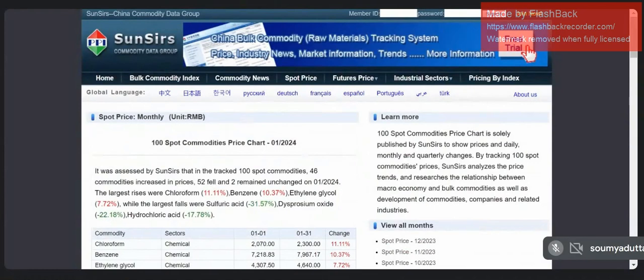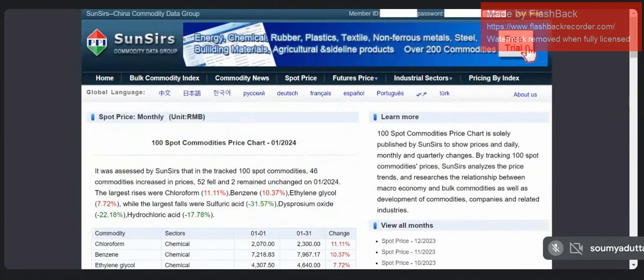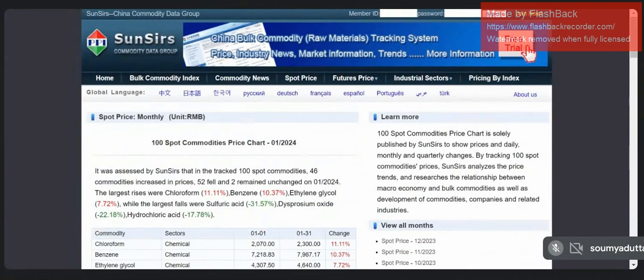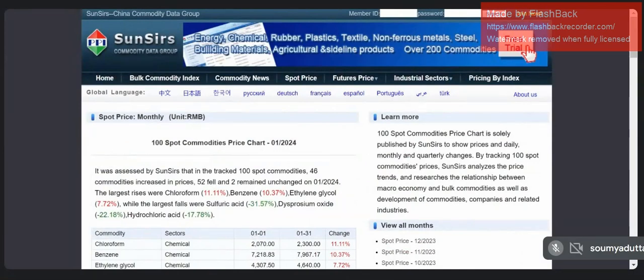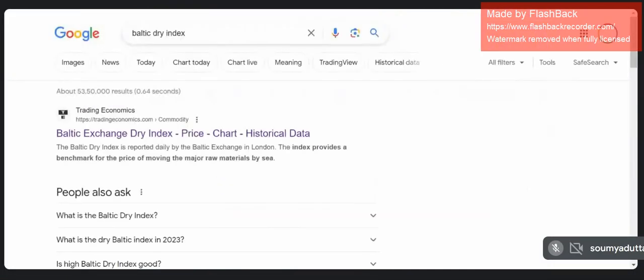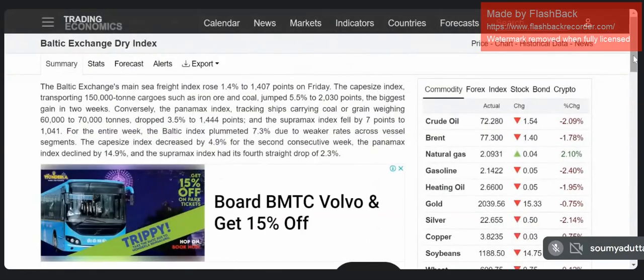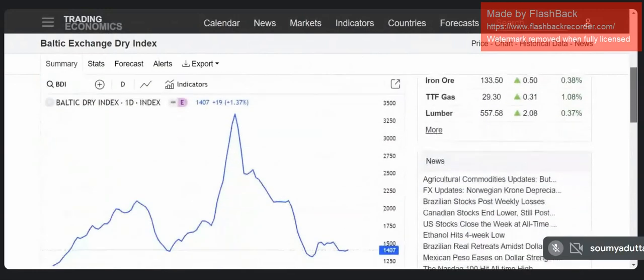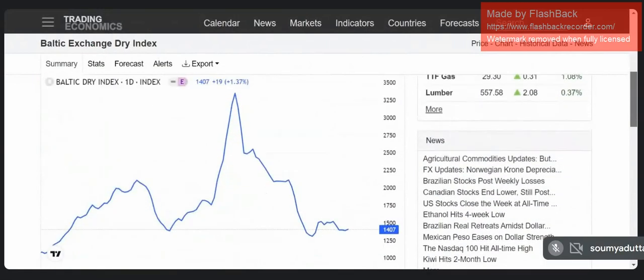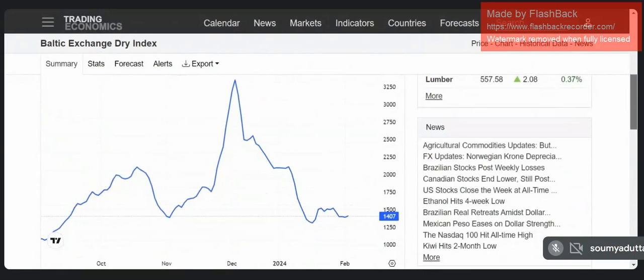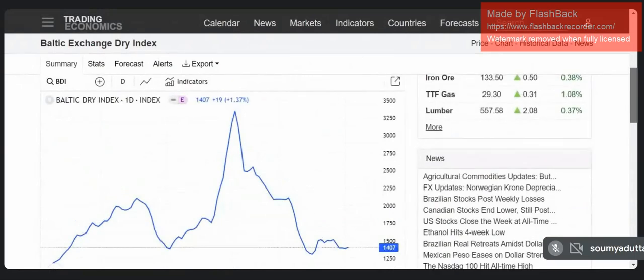Okay. Now another important thing, Baltic Dry Index. Anybody heard about this one? It's regarding the shipping prices. Yeah, correct. So this website gives you shipping prices. They take global shipping prices and it is the index to track the global shipping prices.